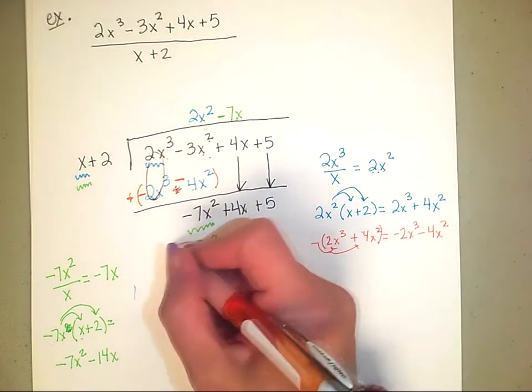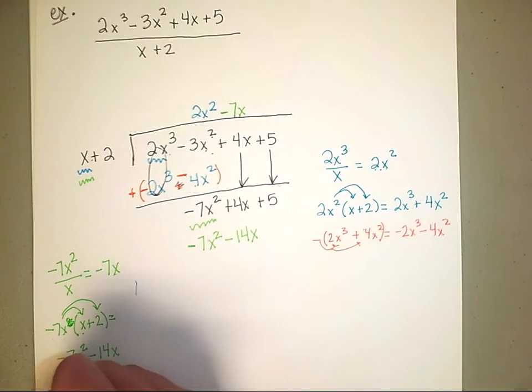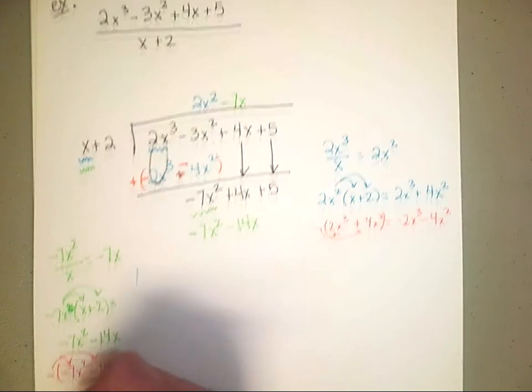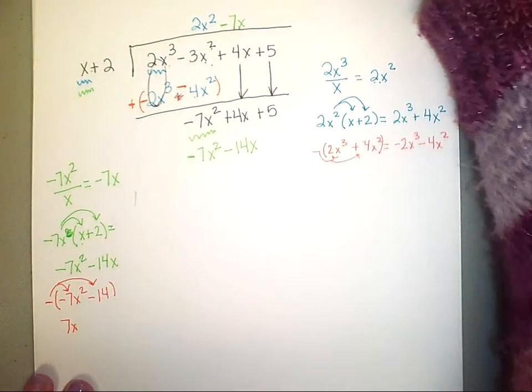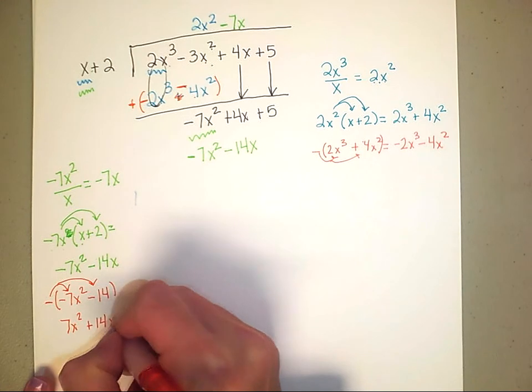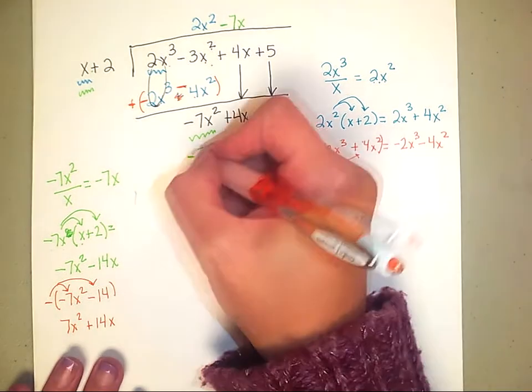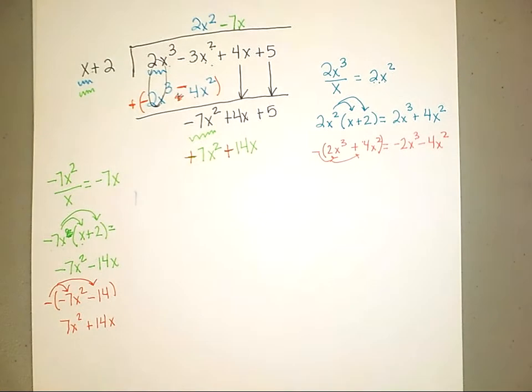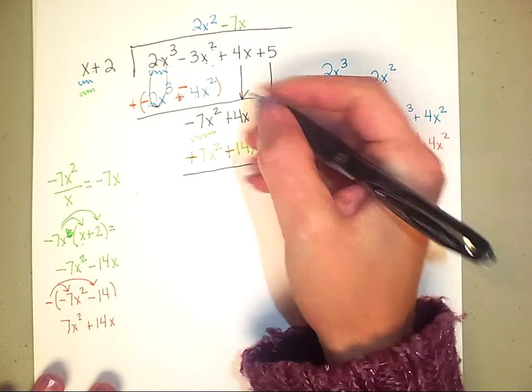And then we're going to subtract this polynomial. So remember, to subtract a polynomial, we need to distribute the negative through to get to positive 7x squared plus 14x. So I'll change the signs. This needs to be positive, and this also needs to be positive. And now we can subtract.